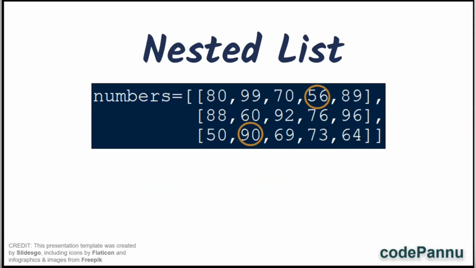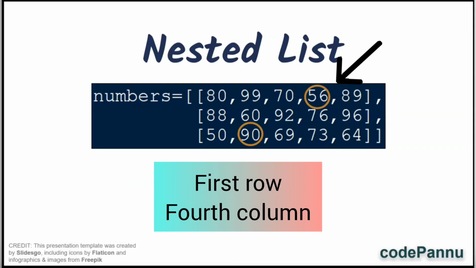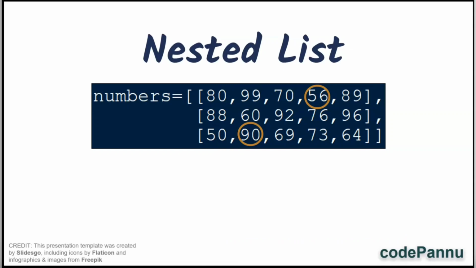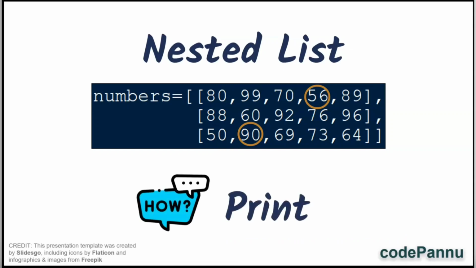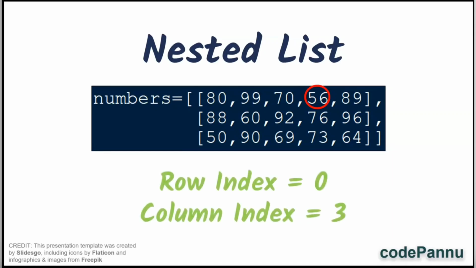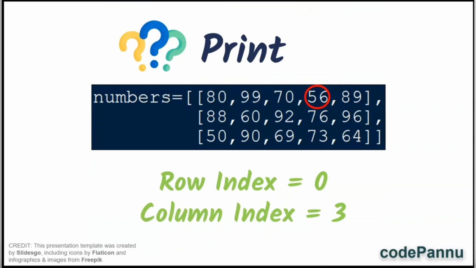The item 56 is in the first row and fourth column, and the item 90 is in the third row and it is the second column. Shall we see how to print it? So first, to get the item 56 from the first row, we should use the row index number as 0 because it is the first row, and we should use the column index number as 3 because it is the fourth item. Shall we print the item 56 first?